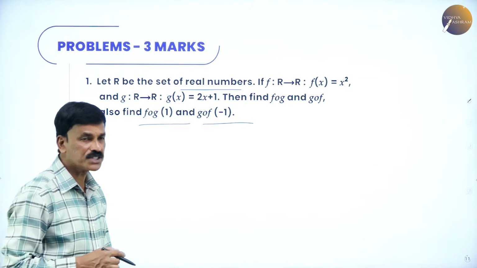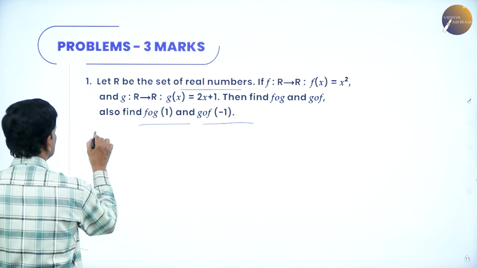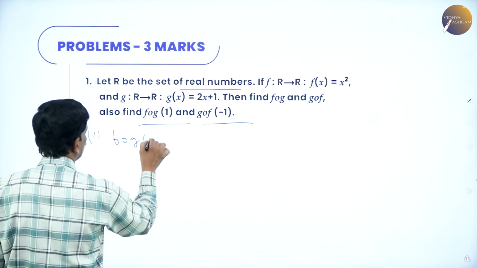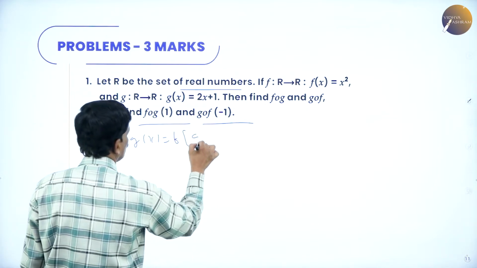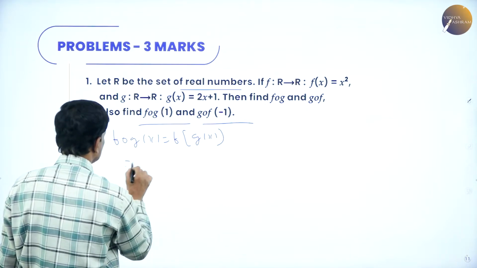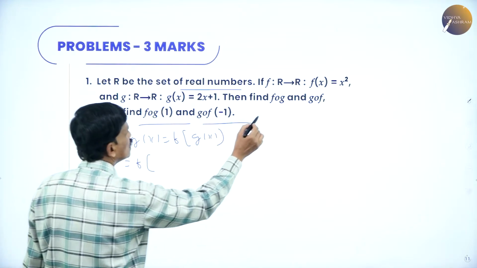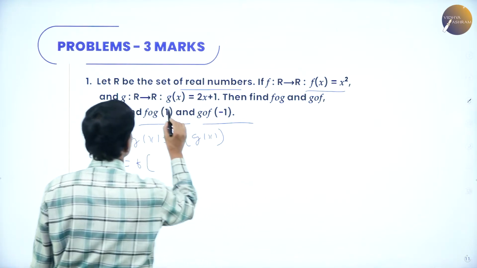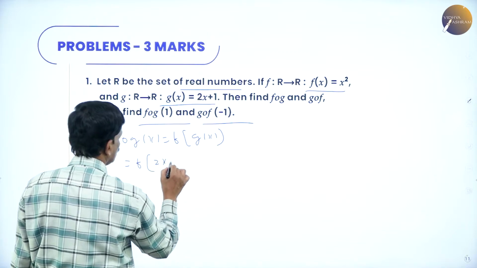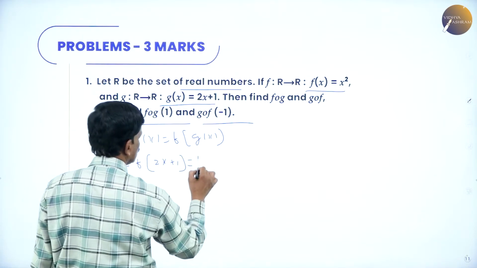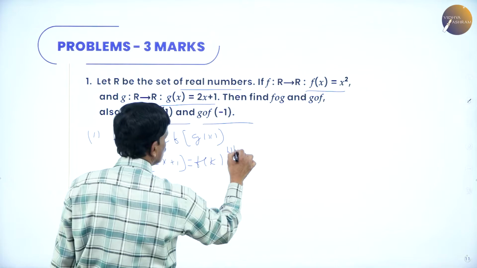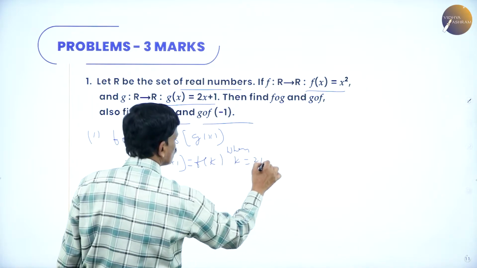Let us come to the first one. First find out f naught g of x. This can be done as f of g of x. So this is f of, what is g of x? Here f of x is equal to x square, g of x is equal to 2x plus 1. Let us consider this as k, where k is equal to 2x plus 1.